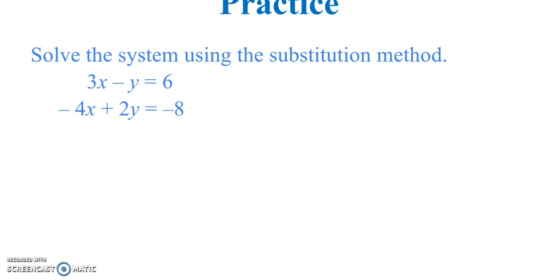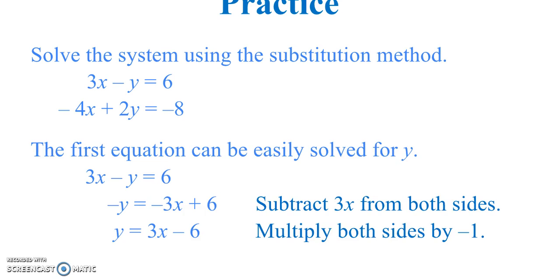Here's another one. This one is not so pretty, okay? None of them have a variable by itself, so I have to rearrange. I'm going to take that first equation and solve for y first. So I'm just rearranging my equation. I subtract 3x on both sides, then I multiply or divide by a -1, and it changes my sign.